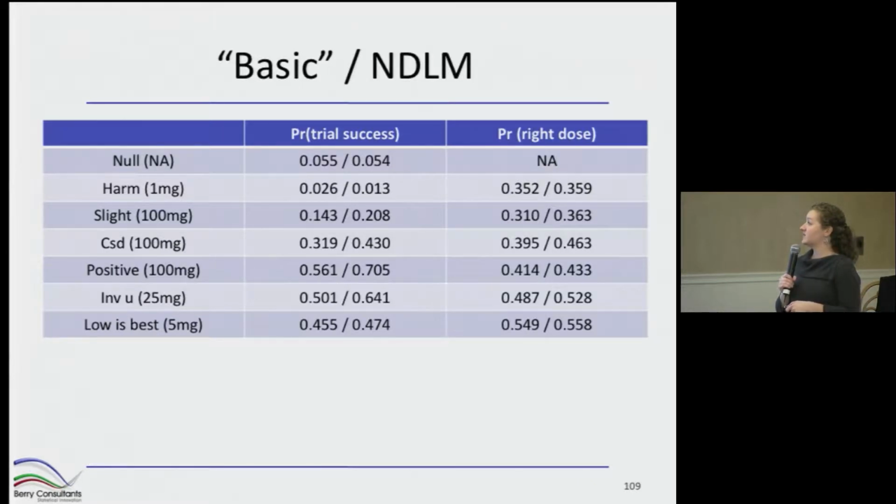Take a look, for example, at the positive scenario. Previously, we had 56% power. Just by adding on a dose response curve, we've increased that to 70% power. So we can see some pretty big gains. And the idea here is that we're able to borrow information across these doses. In the inverted U scenario, we saw a jump from 50% to about 64% by adding the dose response model. For the probability of picking the right dose, we see some modest gains here, about 40% to 46%. Here it didn't change very much, about 55%.